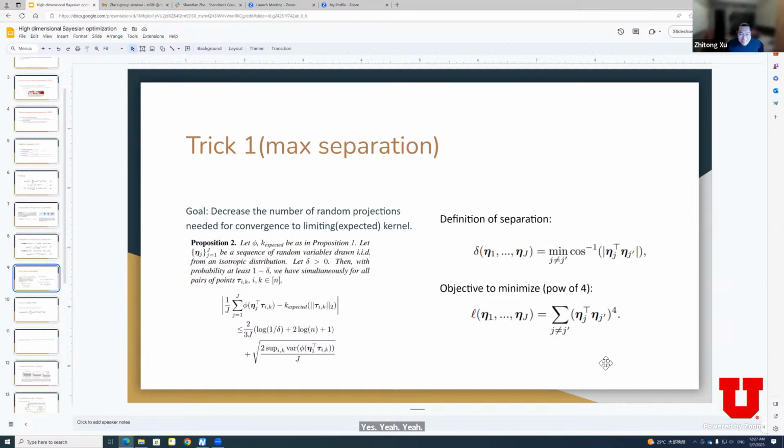Yeah. So I checked the code. They just throw this into either. Okay, yeah, maybe Zhitong, think about that.